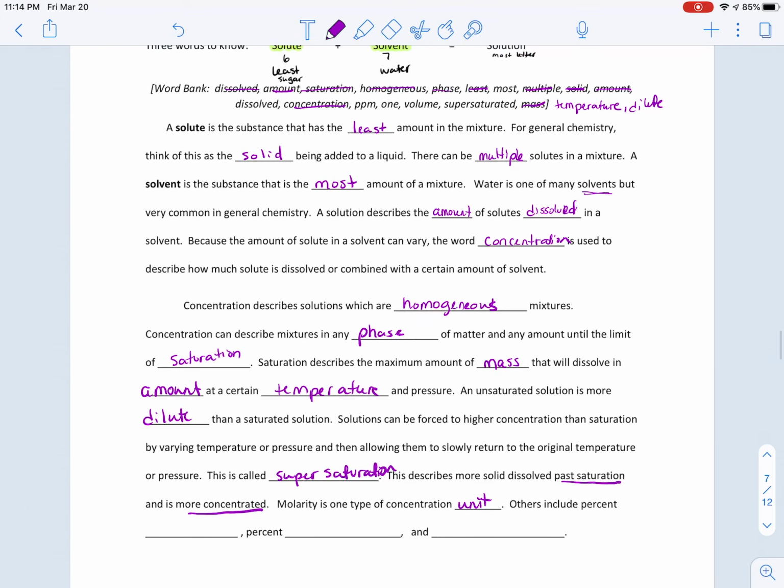Molarity is one type of concentration unit. I was moving these words around, and I think I lost a few of them. Others include percent volume, percent mass, and parts per million.